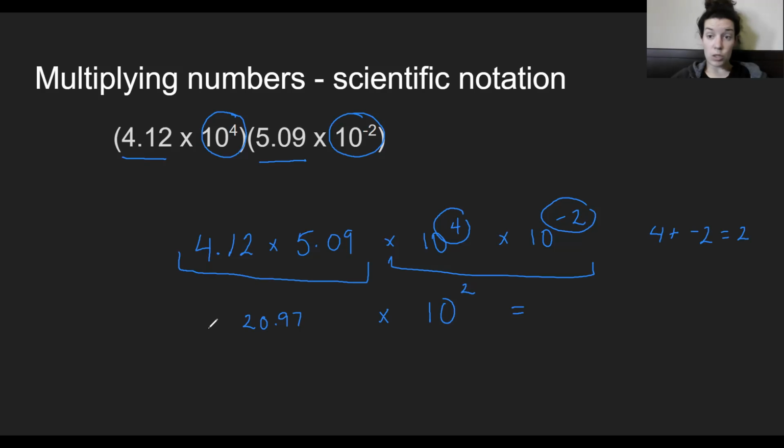Now this is almost done, right? Almost done. This looks like scientific notation. The only problem I have here is that my new coefficient is greater than 10. And remember, it has to be smaller than 10. So I have to fix this. I have to move my decimal place over 1 position. So instead of 20.97, I'm going to have 2.097.